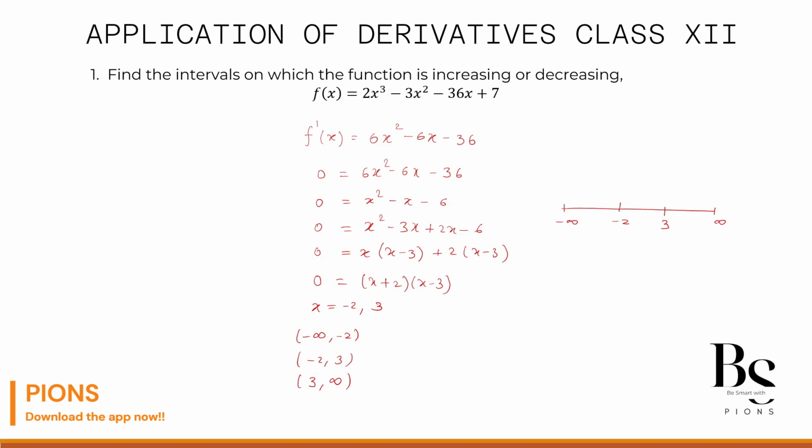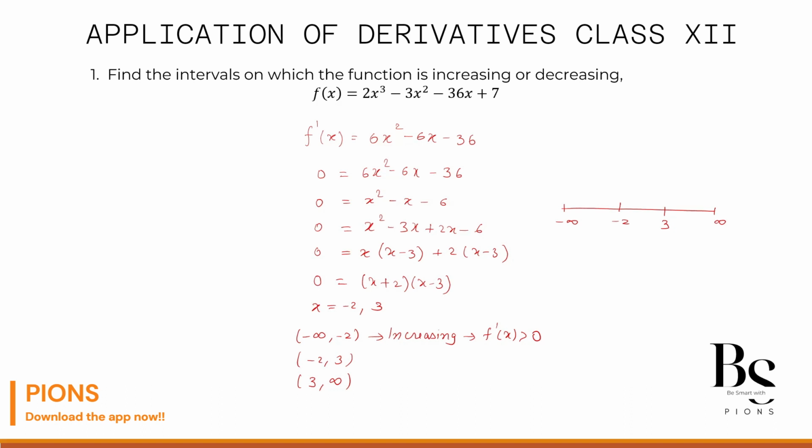For minus infinity to minus 2, I am taking 1 point, let's take minus 10. So I am putting minus 10 in the function f prime. So putting there, it will be 6 into 100 minus minus plus 60 and minus 36. When you solve this, you will get 600 plus something minus 36. That will give you a positive result. So since f prime x is greater than 0, the given function is increasing in this interval. You can substitute any value between minus infinity and minus 2.